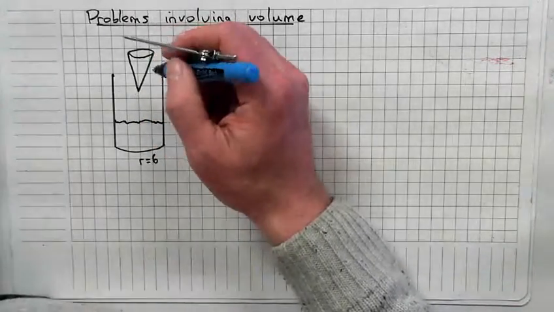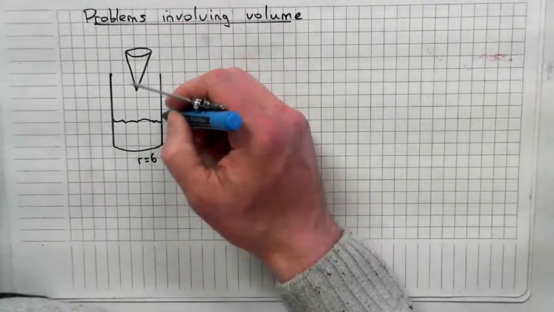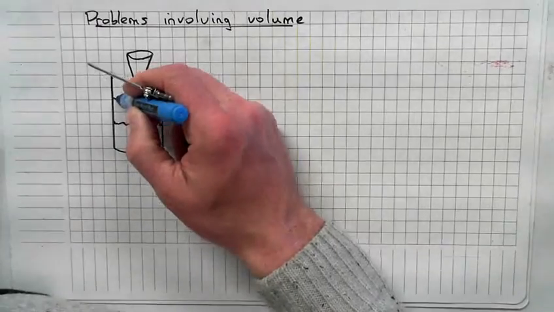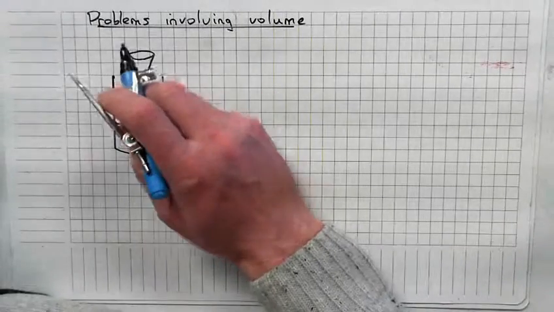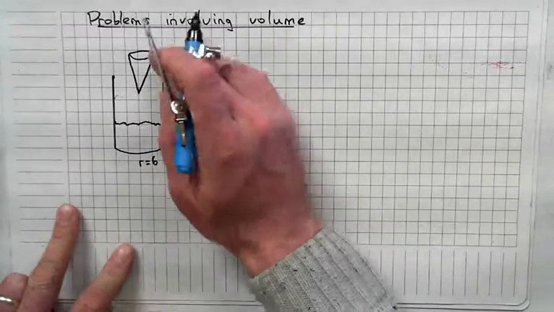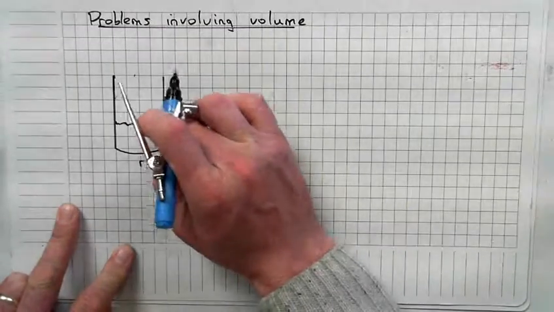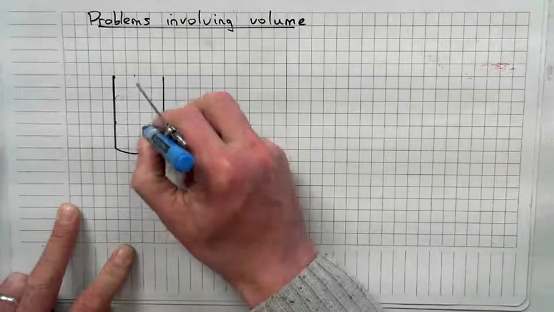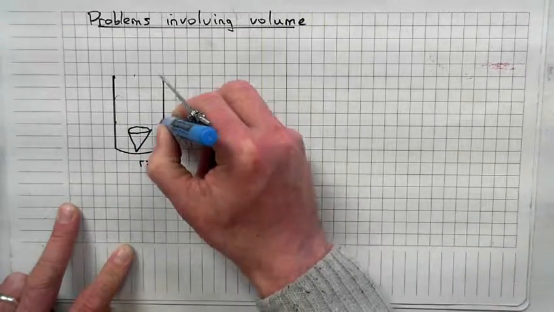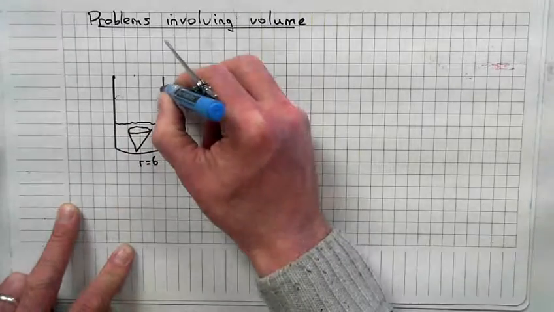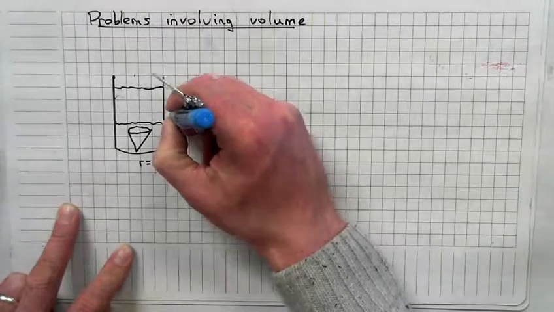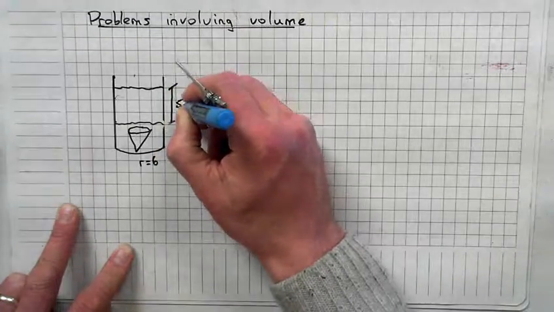And I know that the water goes up by 5 centimeters when I drop the cone in. Actually, I'll draw it a bit better than that. I drop the cone in, that was the level of the water, and the water goes up to there. So the water goes up by 5 centimeters.